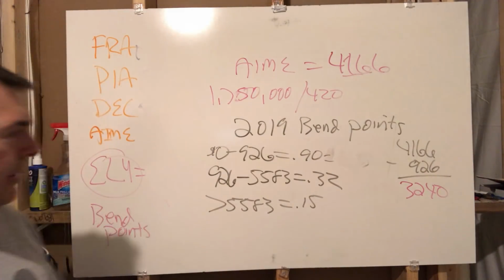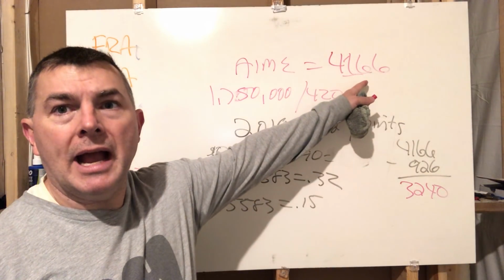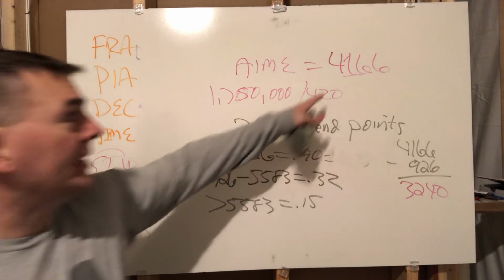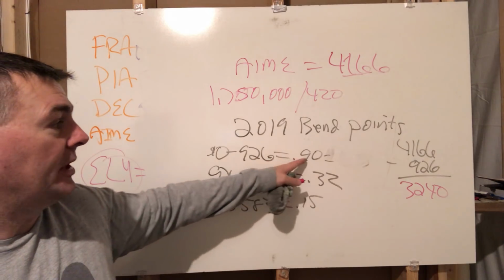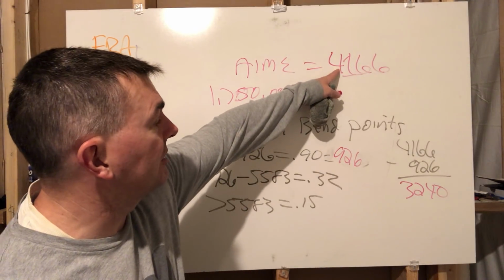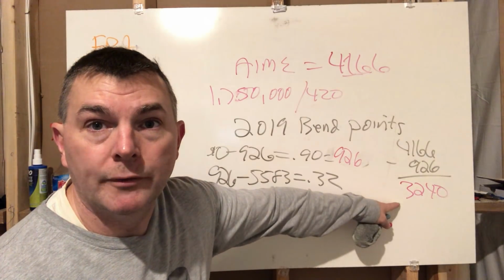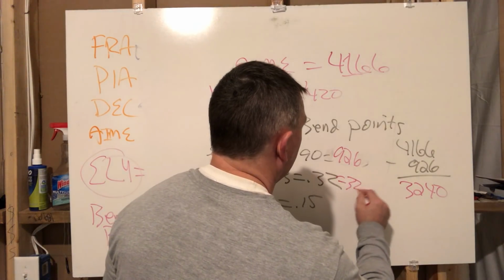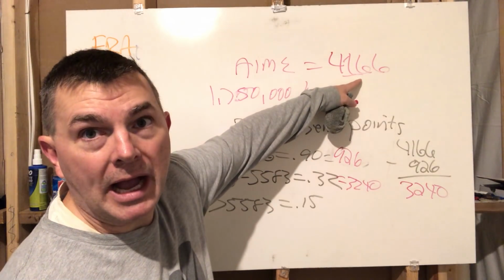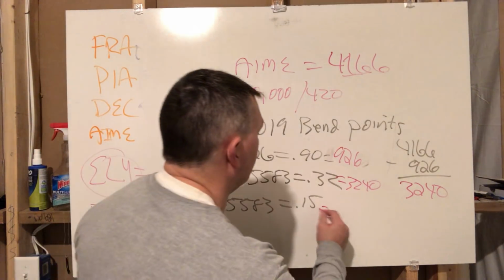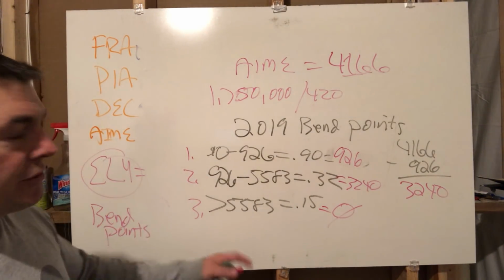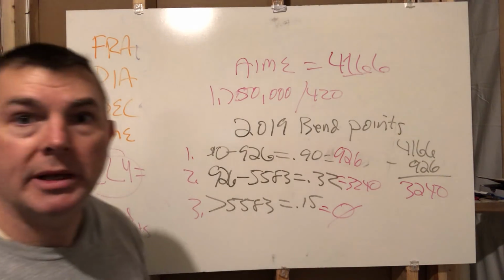All right, so let me make sure I'm explaining this right. We take our AIME, our average indexed monthly earnings. We subtract the 926 from that amount because the first 926 is times 90%. The second bend point in this case is 4166 minus 926, which gives 3240, and that's times 32%. So in this case, we have nothing in the third bend point. This just shows you the progressive nature of Social Security. The more income you make, the less you get back.